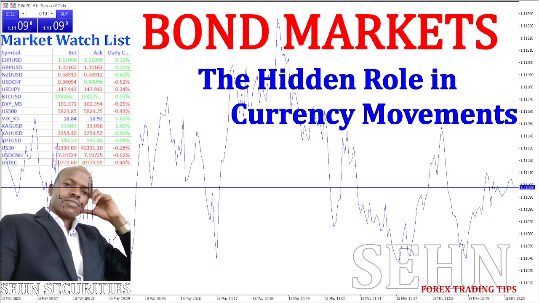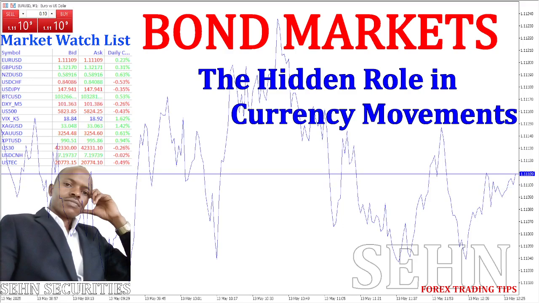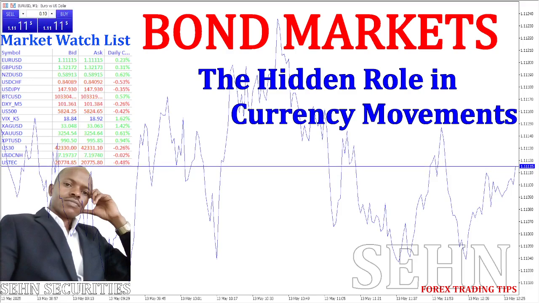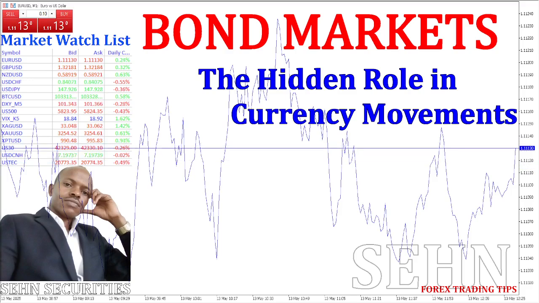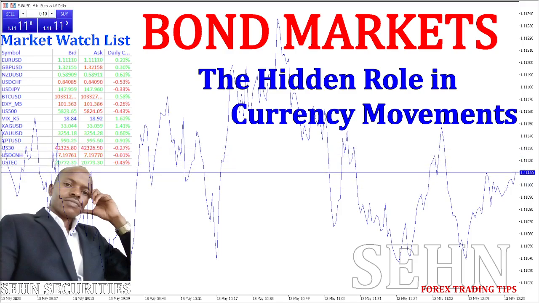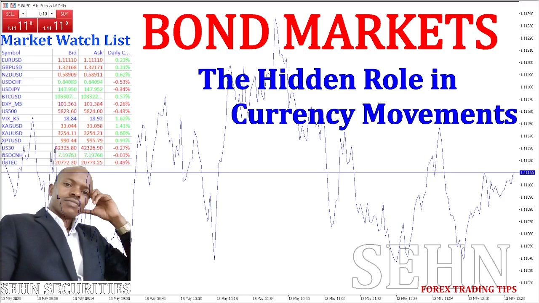But here's the crucial link for Forex traders. Government bond yields, especially for major economies like the United States, Eurozone, and the United Kingdom, have a direct and often powerful influence on their respective currencies. To understand the connection between bond yields and currency movements, traders must first grasp the concept of yield. Yield is the return investors get from holding a bond.